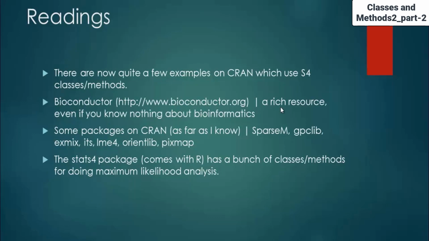So with this, we complete classes and methods. For further reading, there are quite a few examples on CRAN which use S4 classes or methods. Bioconductor.org is a rich resource even if you know nothing about bioinformatics. Some packages on CRAN as far as I know: spatstat, gpclib, lme4, pixmap. The stats4 package comes with R and has a bunch of classes and methods for doing maximum likelihood analysis. So with this, we complete classes and methods.